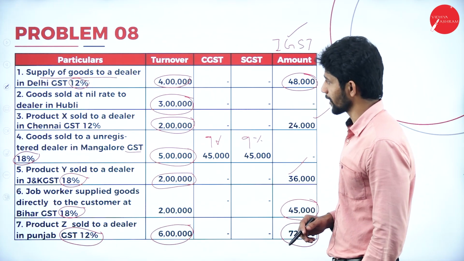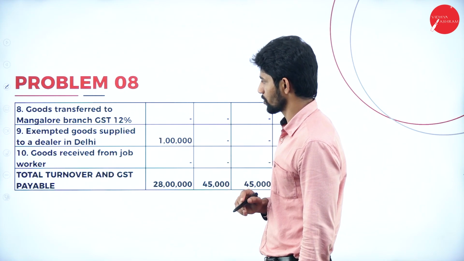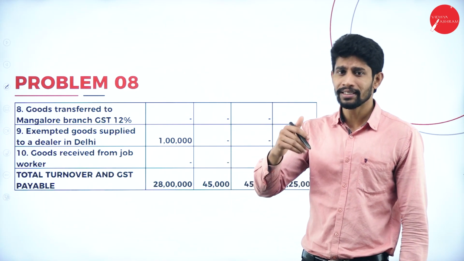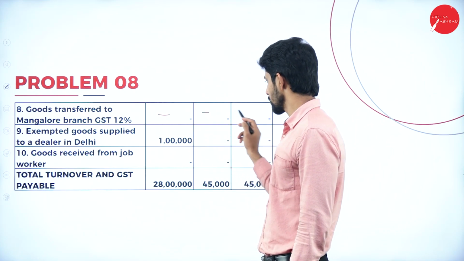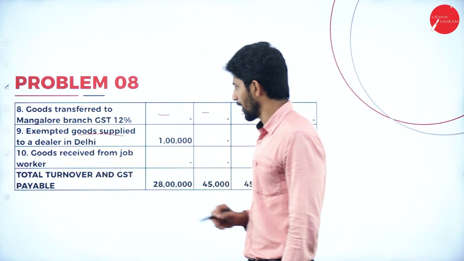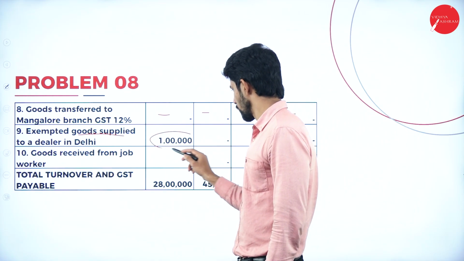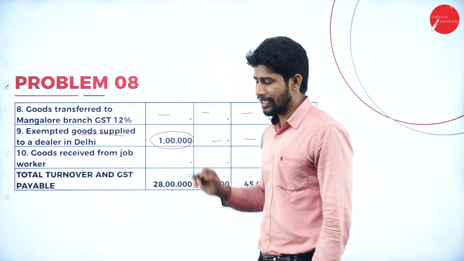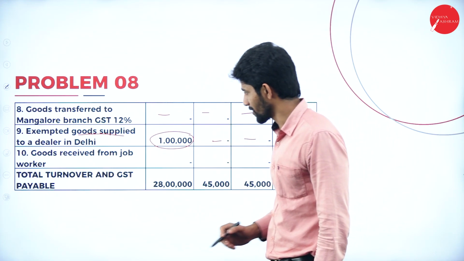Next, moving further, the next point, goods transferred to Mangalore branch. Here, the transaction is happening within the business. So, no sales is happening. So, we will not be considering the amount and we will not be finding out the tax. Next, exempt goods supplied to a dealer in Delhi. So, it is a sales. We will be considering the amount in turnover column. But if it comes to tax, it is nil because all the exempted supplies are zero rated supplies. That means there will be no tax on those exempted supplies.